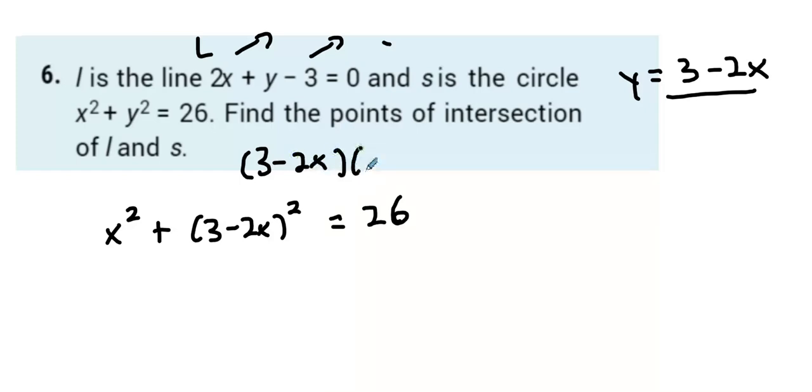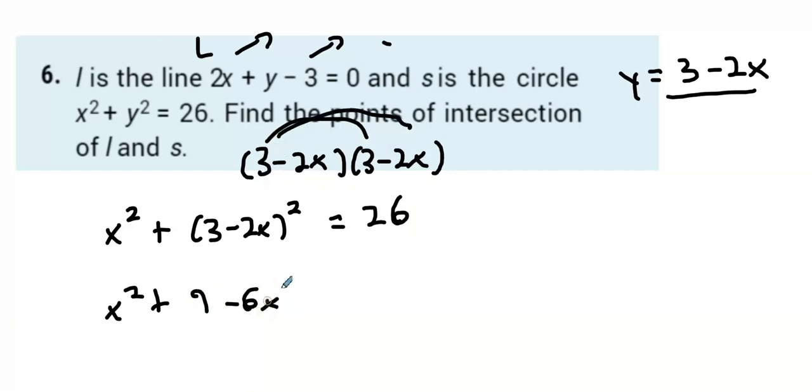When you're squaring something, you're multiplying it by itself. So there's got to be 4 different parts there. That's where it's a very common mistake. So you're going to get 9. You're going to get minus 6x. You're going to get another minus 6x. And you're going to get 4x squared. That 26, which was on the right as a plus, now moves over to the left as a minus.